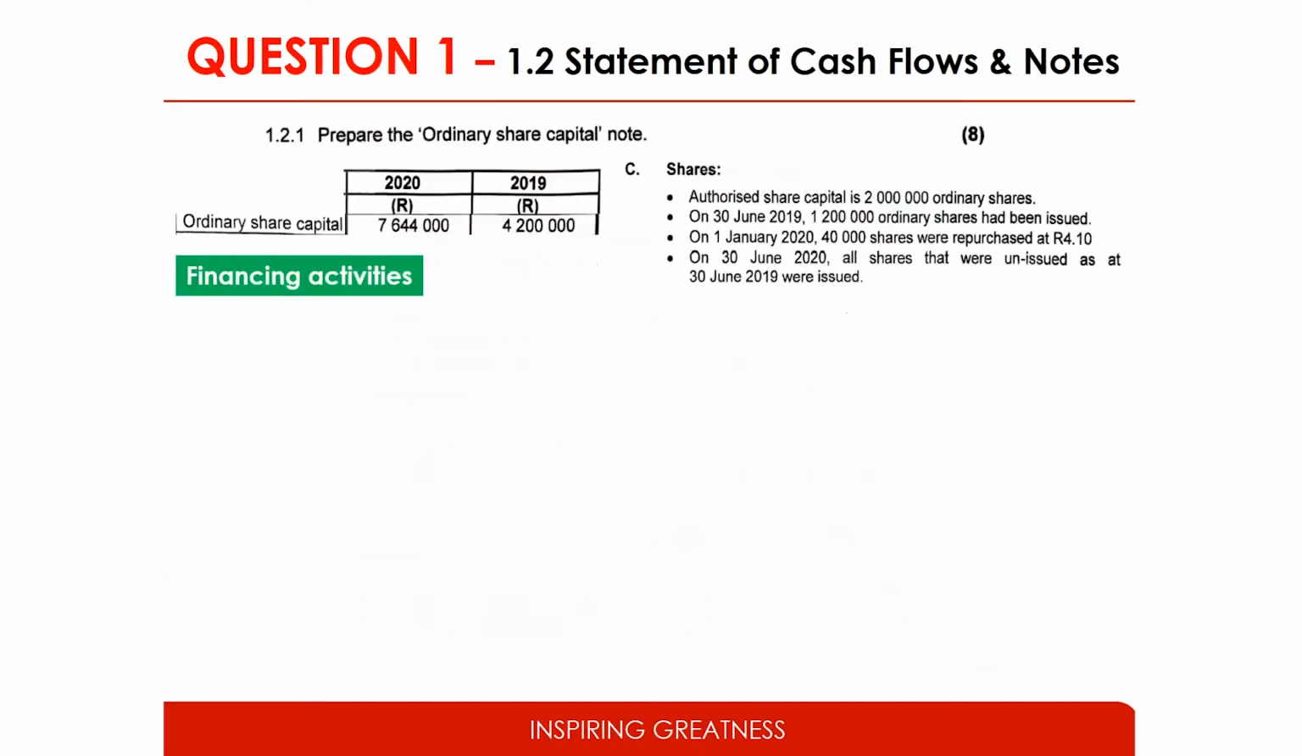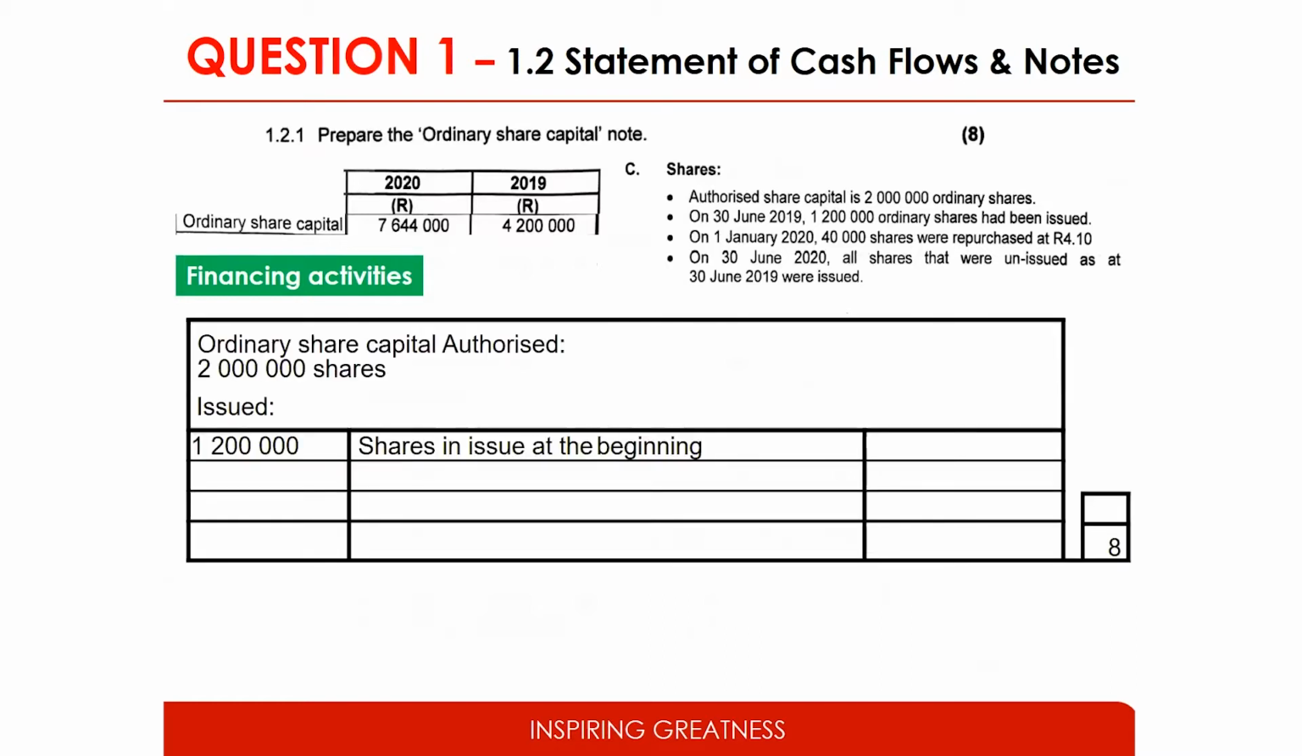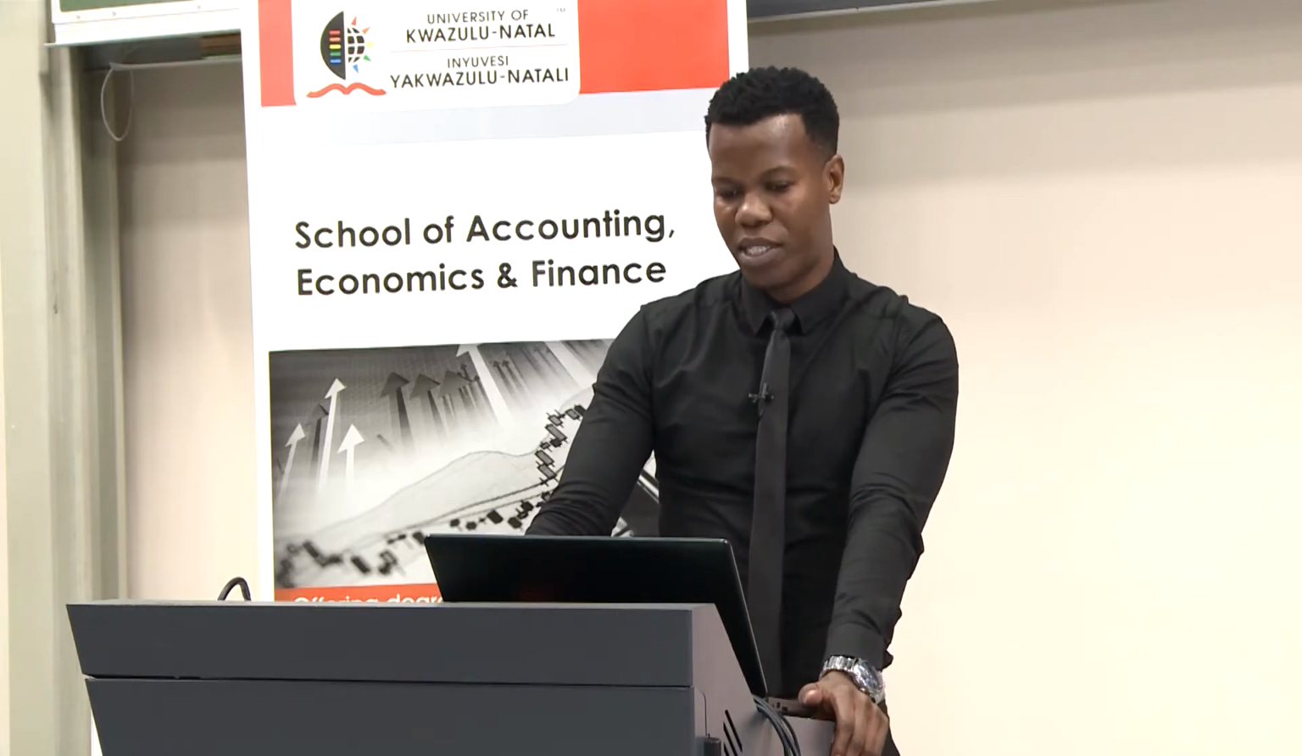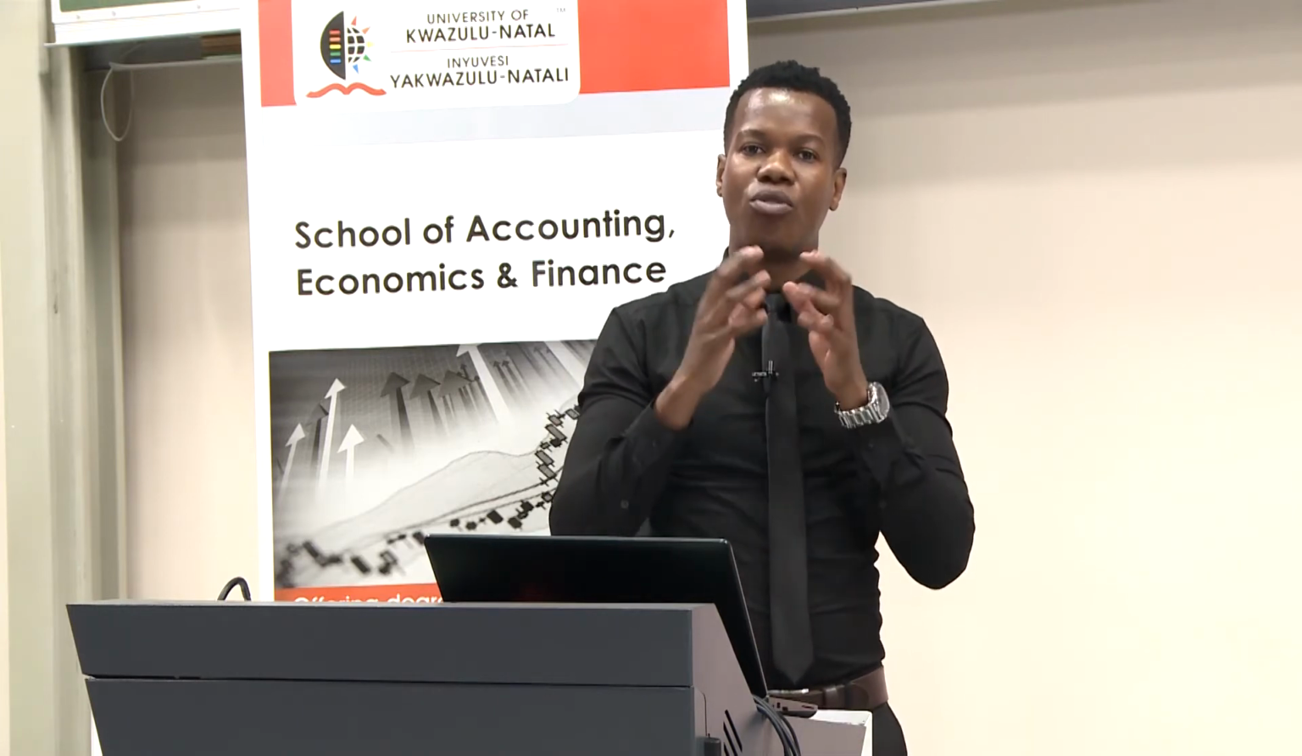Okay, now the first information there requires you to prepare the shareholders' equity, or rather the ordinary share capital. The first thing that you need to look at is, what is my authorized share capital? You've got 2 million authorized shares. Now, these are the shares that you are authorized to issue as a company. They have not all been issued. It just means that you are authorized as that company to issue up to that amount of shares.